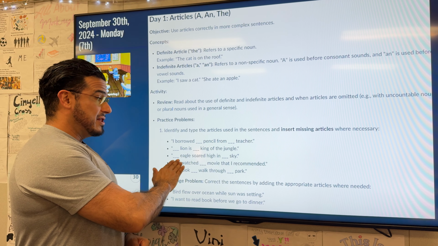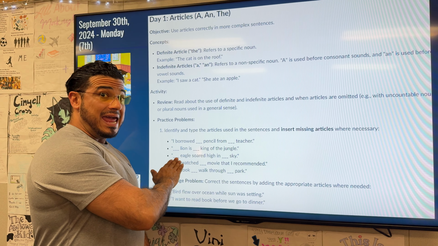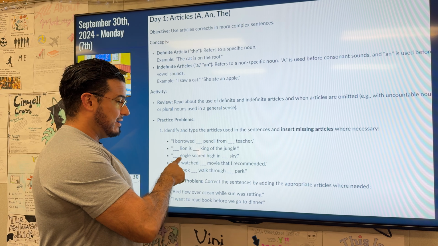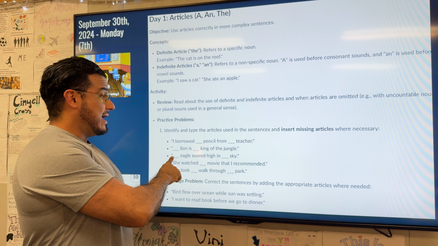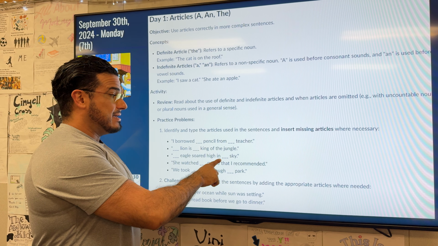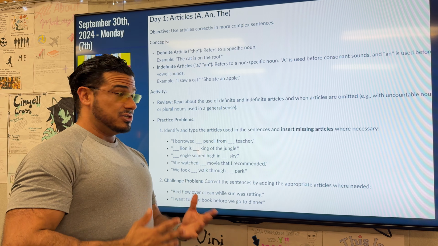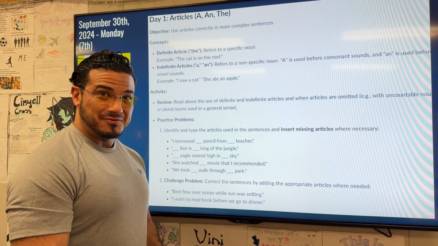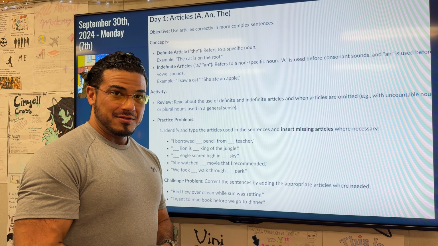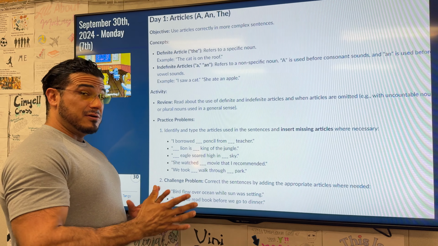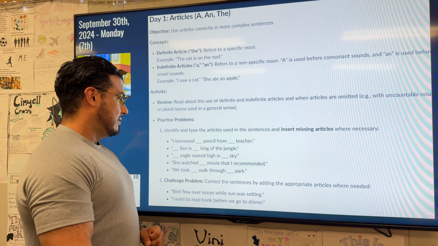Moving on, we have blank eagle soared high in blank sky. You could say an, not a, because again, the word that precedes that article begins with a vowel, an E. So an eagle soared high in the sky, not a sky. Traditionally, when you're referring to sky, we're referring to one sky, so we use the definitive article the. Okay. You could also say the eagle soared high in the sky, either one.